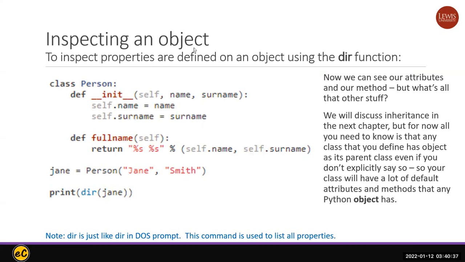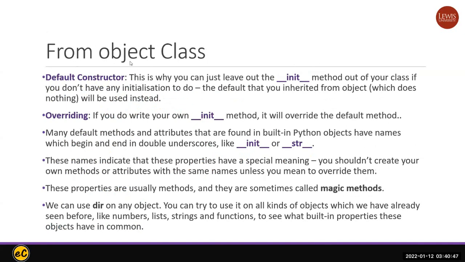You can inspect your object using dir, and dir will show you the data fields you have. There's a default constructor called __init__, and every class can override __init__, but you can also call your parent's class by using super().__init__. If you do not do anything, you inherit the __init__ function from the object class.